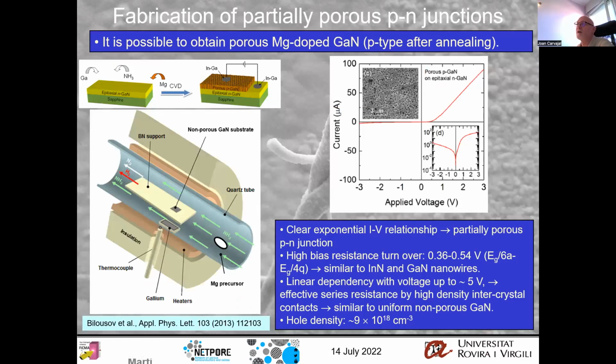And in fact, when we are growing these porous p-type layers on top of a non-porous n-type substrate, again we observe this nice diode curve. Here even the turn-on voltage is reduced, and it's similar to the one that we can observe in indium nitride or gallium nitride nanowires. There is also a linear tendency up to 5 volts, similar to the one that we can get in non-porous gallium nitride diodes, and we could estimate that the Hall density in those structures was of the order of 9 times 10 to the 18 per cubic centimeter.